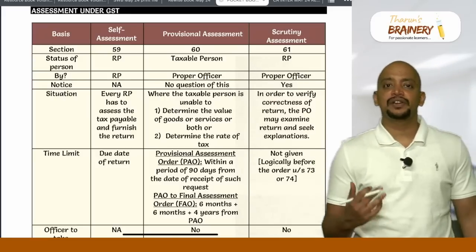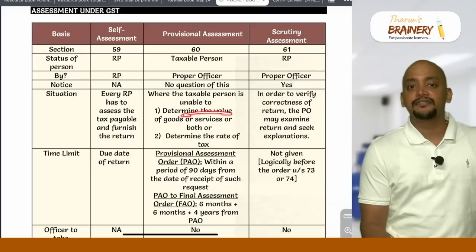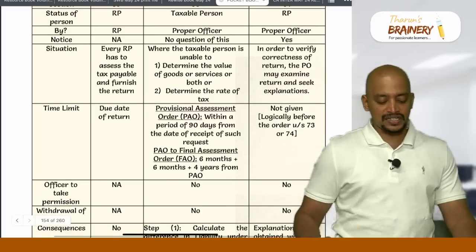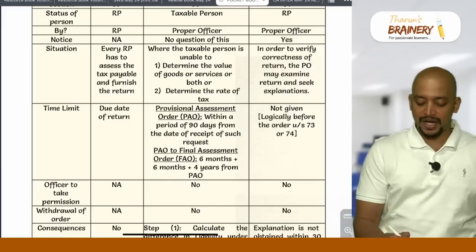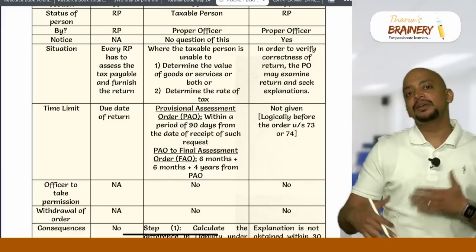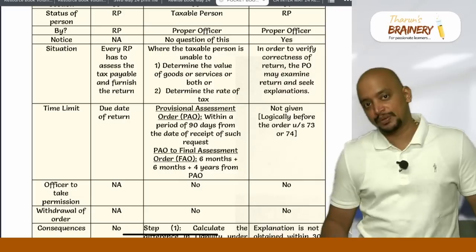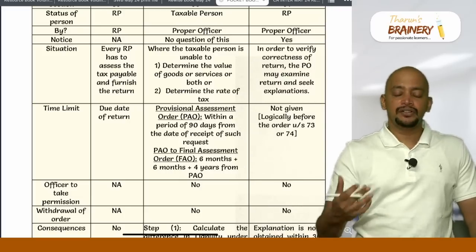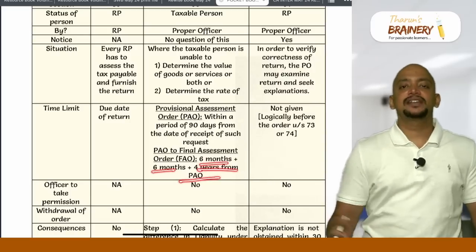The situation when provisional assessment will come into picture is when the taxable person is unable to determine the value of goods or services or the GST that is payable. In that case, provisional assessment will come. So what is the time limit? The provisional assessment order should be passed within a period of 90 days from the date of receipt of such request. So once we make the application for provisional assessment, within 90 days the provisional assessment order should be passed, and thereafter the final assessment order should be passed within 6 months.